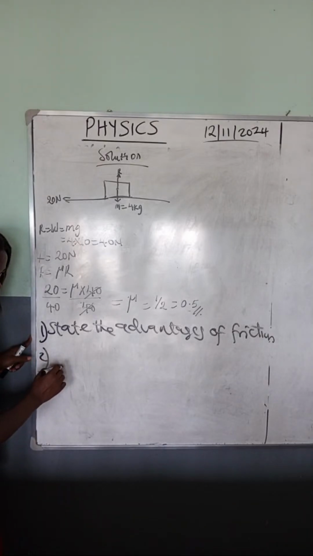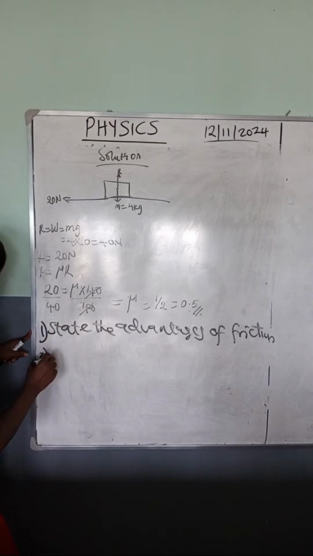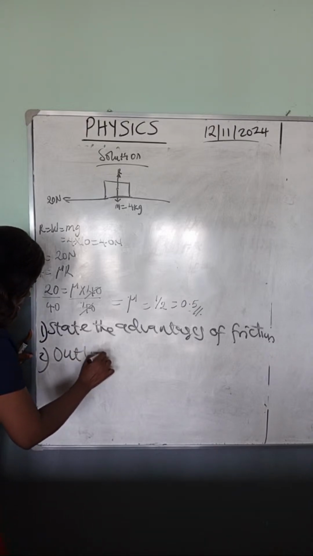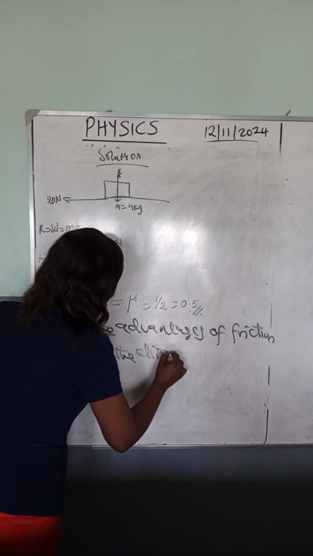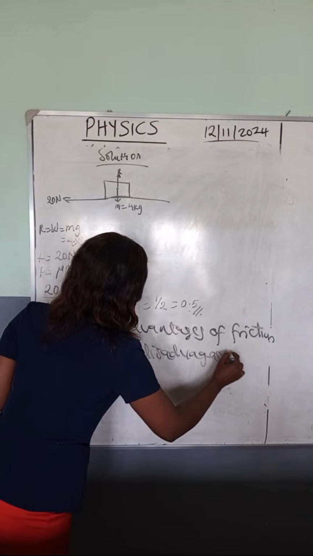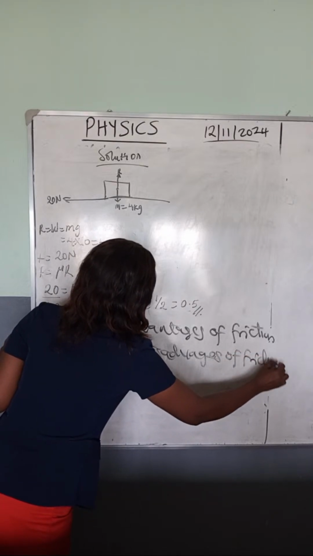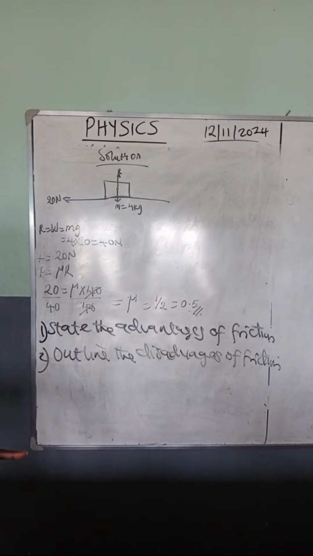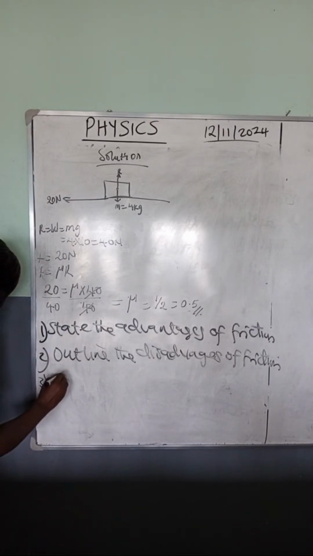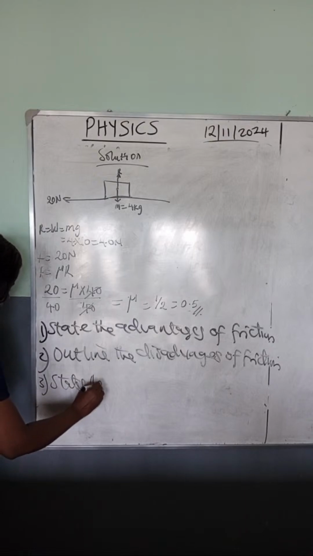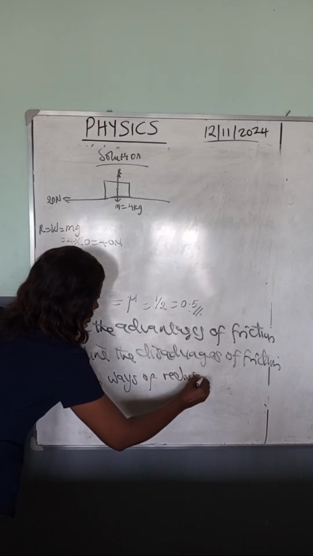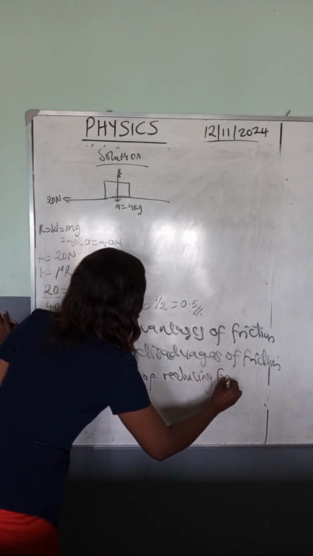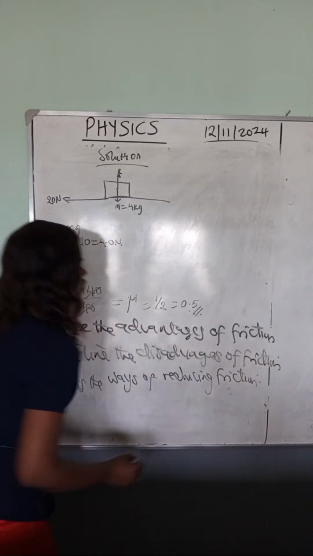So you got that: the advantages of friction. Outline the disadvantages of friction. And the last one: state the ways of reducing friction.